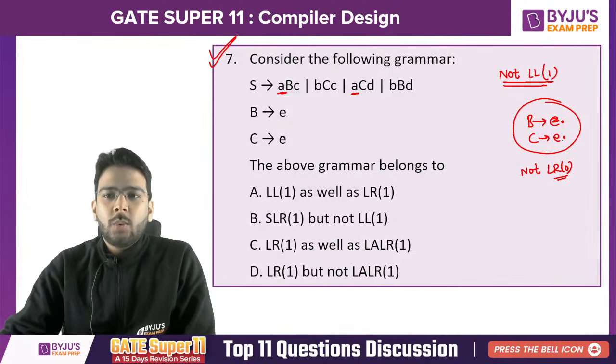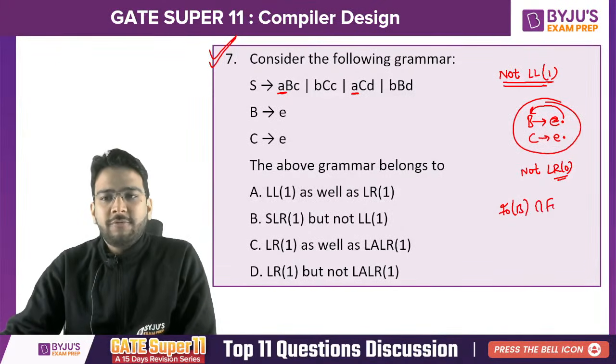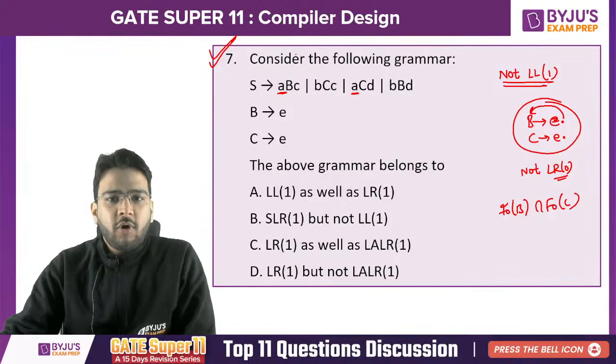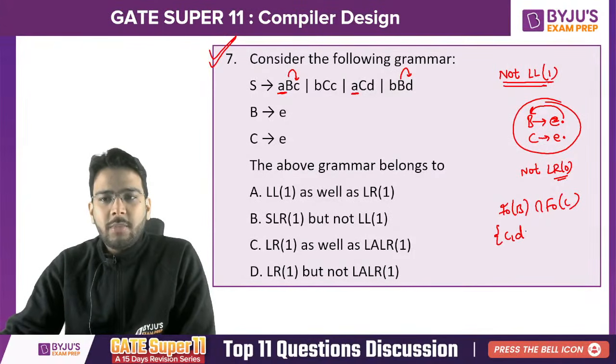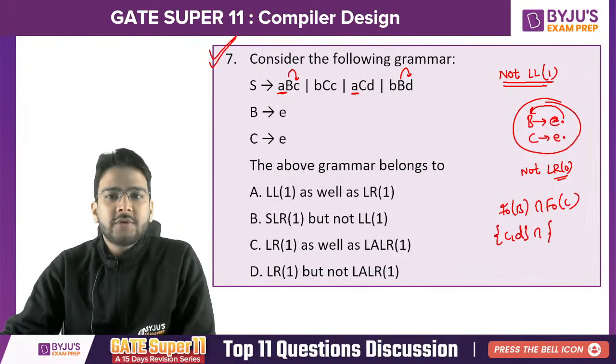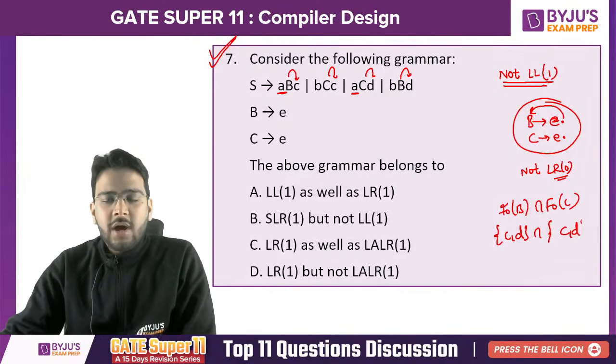What about SLR1? So you have to find the follow of left hand side. So follow of B intersection follow of C. What is follow of B? That is small c. What is follow of B? D also. So we can write C comma D intersection follow of C. What is follow of C? Small c and small d. So you have common, C and D common. It is not equal to empty set. So we can say RR conflict is present. It is not SLR1 as well.